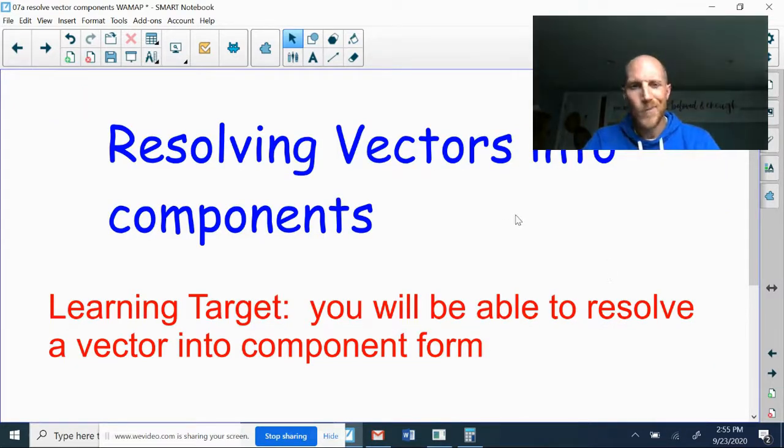I don't know what resolving means, huh? Well, by the end of today, you will be able to resolve a vector into component form. So we know what component form is. This resolving business, well, that's what we'll have to learn.